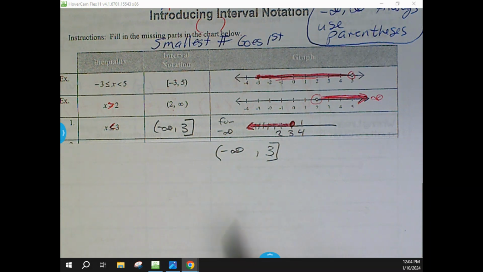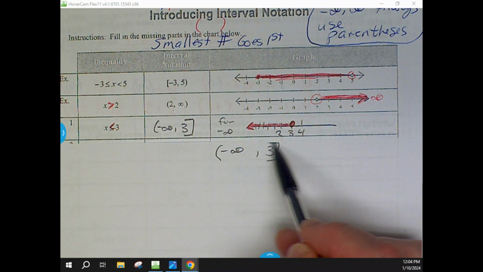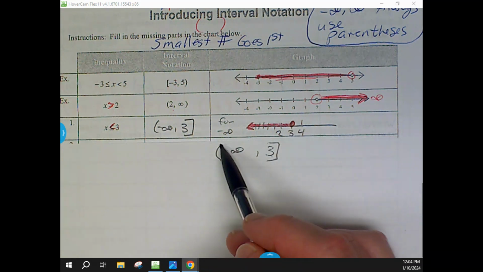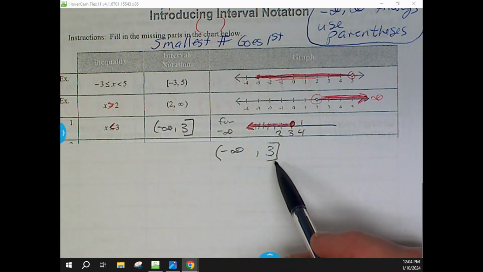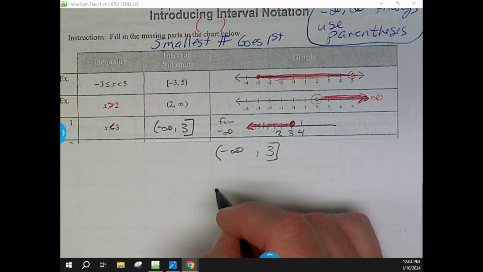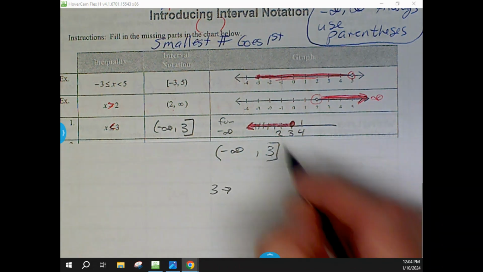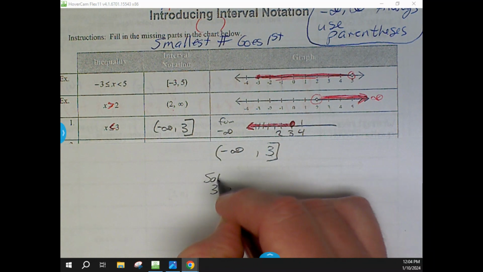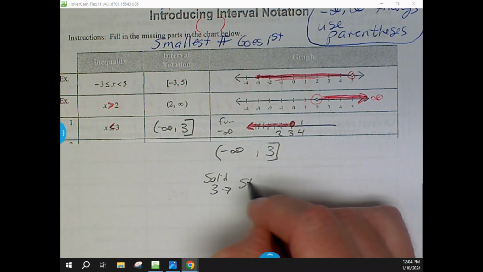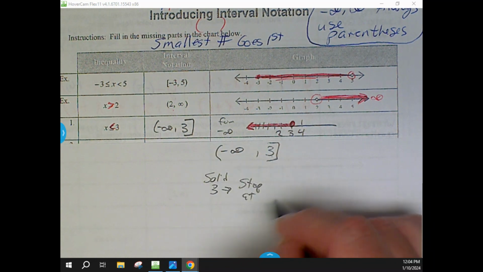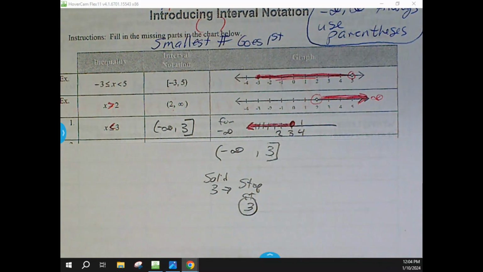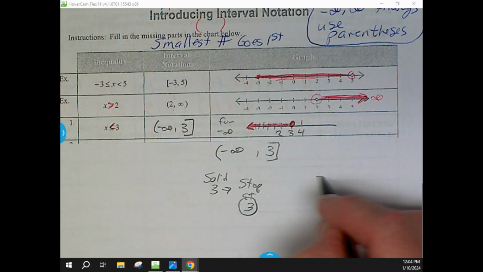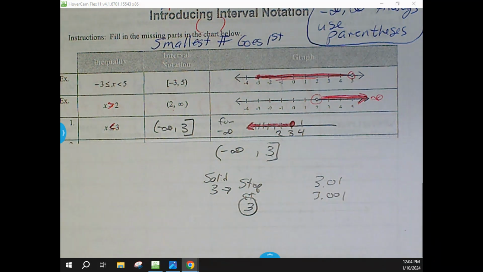Okay, now, and again, somebody may be saying, well, if 3 has a square bracket on it because it's solid, why don't we put one here? If you remember about the square brackets, 3 means you get to stop at that point. So when you have a solid circle at 3, that means you stop at 3, which means you cannot get any bigger than 3. You cannot get to 3.01 or 3.001, anything like that.